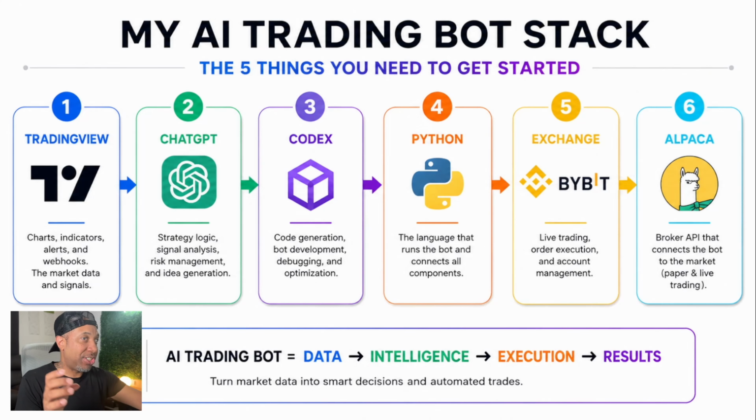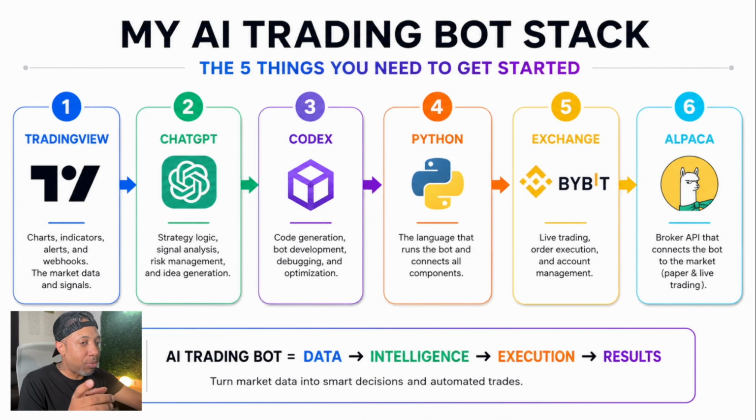Now, the next thing is the exchange. Think of the exchange as the live trading, the execution, and the account management. Here is the number one thing that I say you got to have when you're building these systems. I use Alpaca. Why? Alpaca is the broker. So think of Thinkorswim, TradingView, Robinhood. You can't do this with that. You can't do that with that. So you need Alpaca. Alpaca is the API that connects your bot to the market. That's why we need Alpaca.